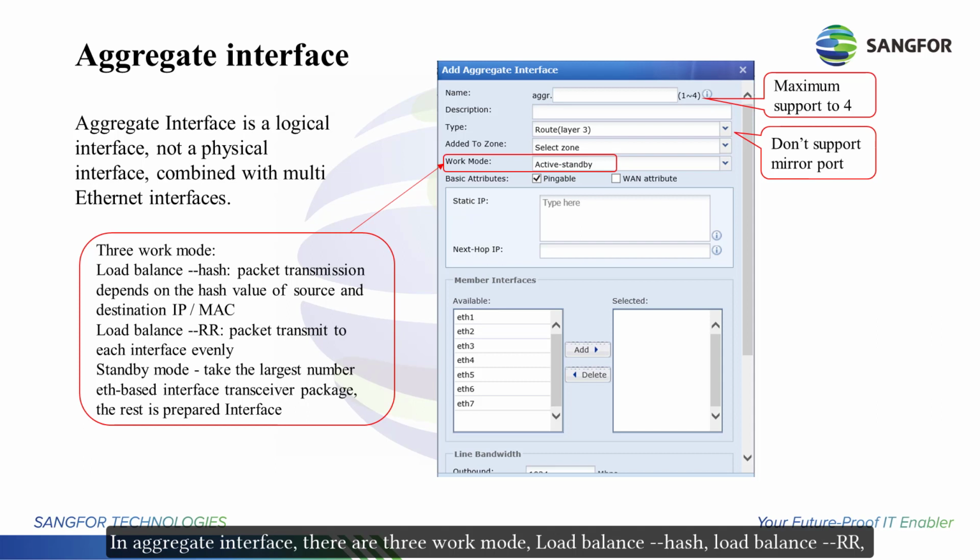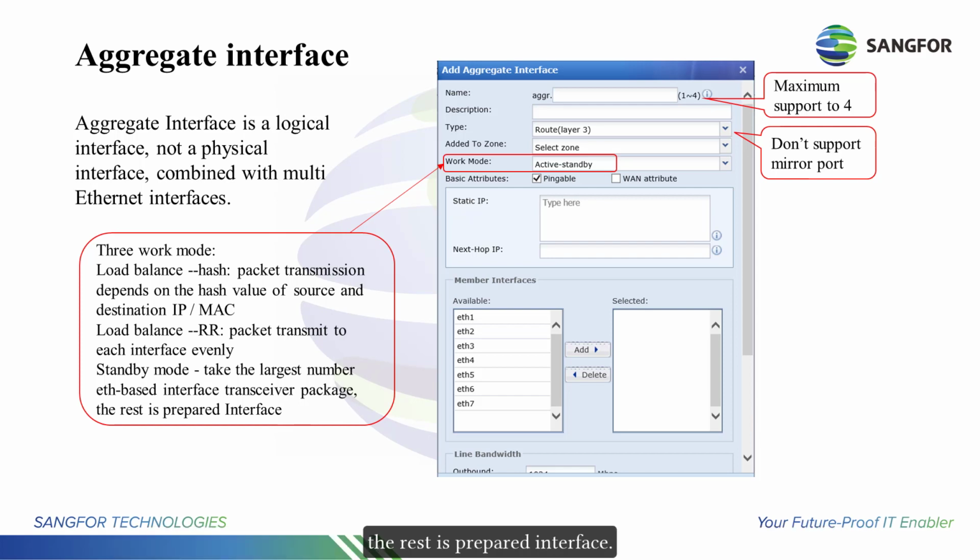In aggregate interface, there are 3 work modes: load balance hash, load balance RR, standby mode. In load balance hash, packet transmission depends on the hash value of source and destination IP or MAC. In load balance RR, packet transmit to each interface evenly. In standby mode, take the largest number ETH-based interface transceiver package, the rest is prepared interface.